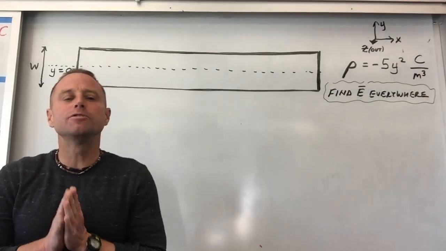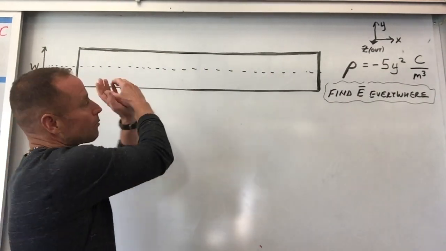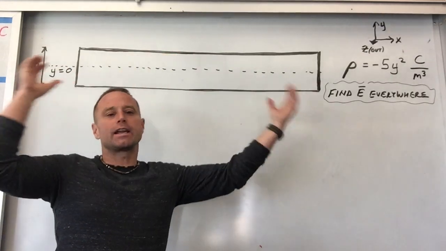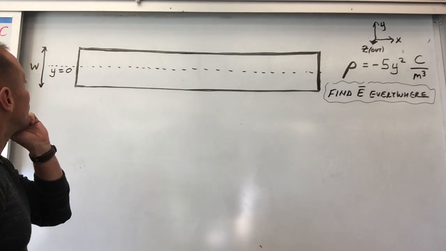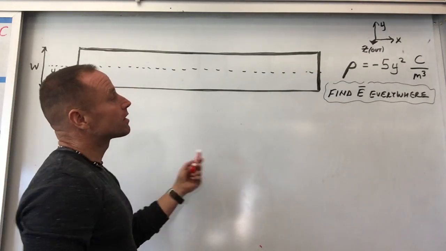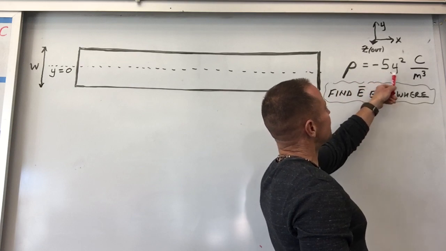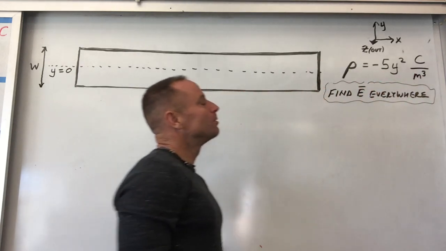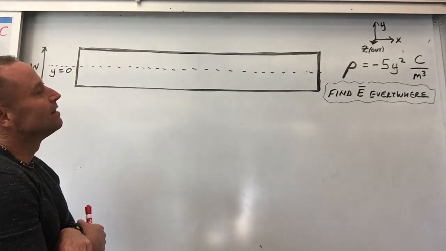All right, we're going to take a look at using Gauss's law in a rectangular symmetry, or like we're finding the field that's created by a slab, like a charged slab. What's going on in this particular case is it says that the charge density is given by minus 5y squared coulombs per meter cubed. So we kind of want to unpack what that means first.